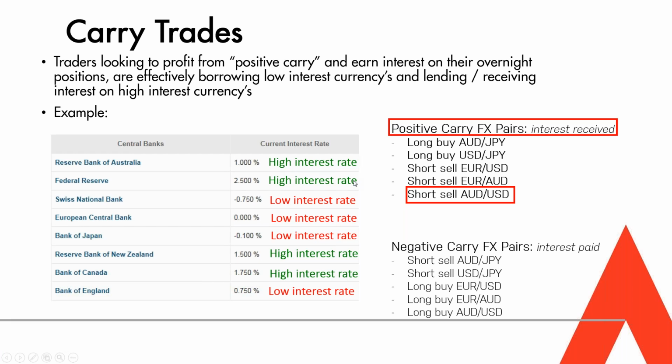Okay, so looking at our trade, we've decided to do a short sell on the Aussie US dollar, referring to our interest rates list here. At the time of this presentation, we had the Reserve Bank of Australia with an interest rate of 1%, US Federal Reserve at 2.5%. So because it's a short sell on the Aussie US dollar, we're actually entitled to receive interest for each day we are in this position. So we'll be paid interest on this one as opposed to paying it. So that's a good thing. That works in our favor.